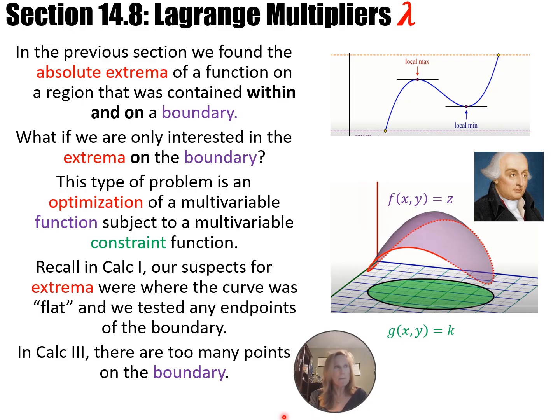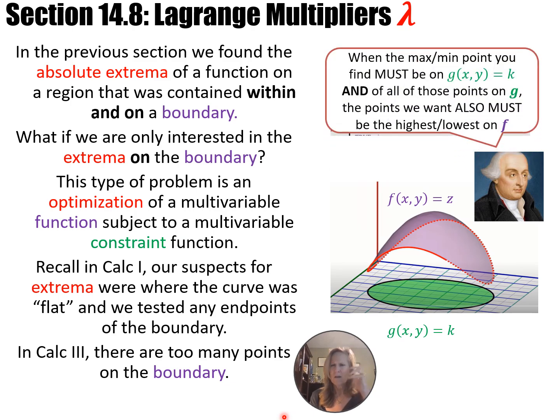Lagrange, good old Giuseppe, why do I say Giuseppe? Giuseppe, he came up with a shortcut, and what he thought to himself was, the max-min points that we want have to be on the green boundary, where g of x is equal to k, not inside, and further, of all those points up here on G, we also must be the highest and lowest of F.